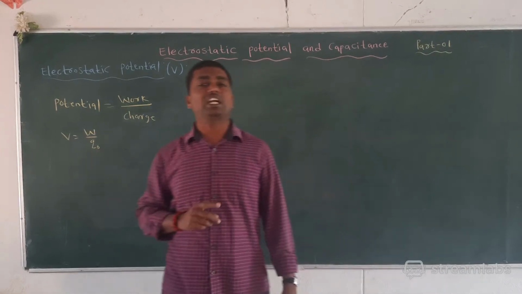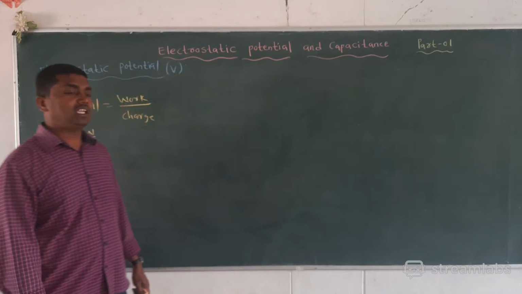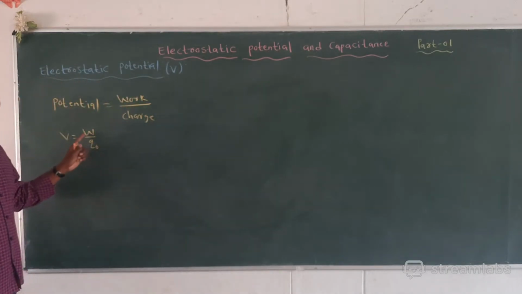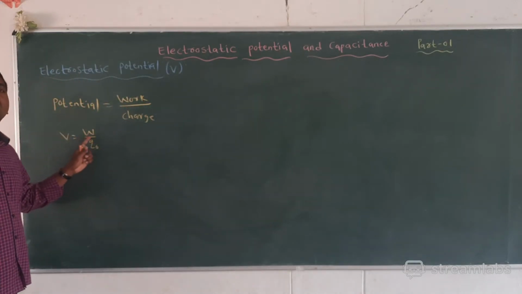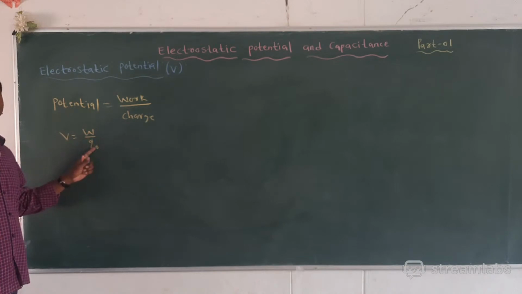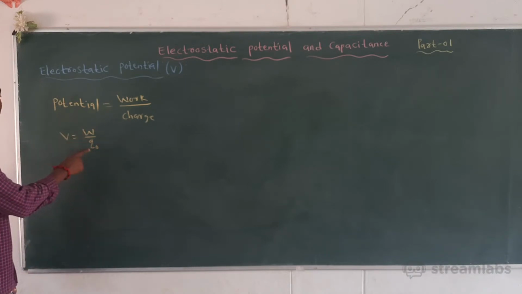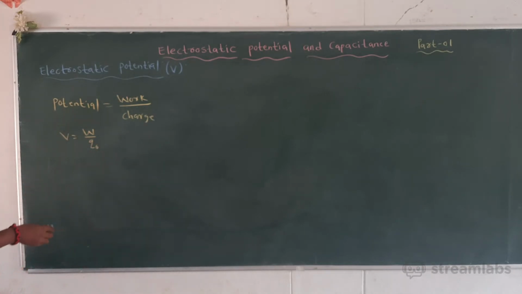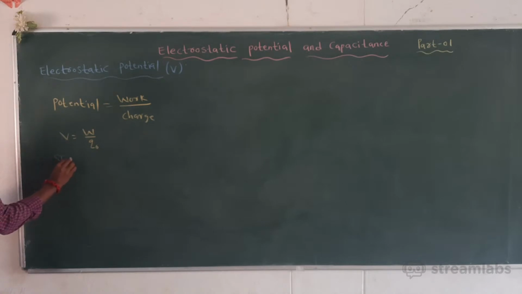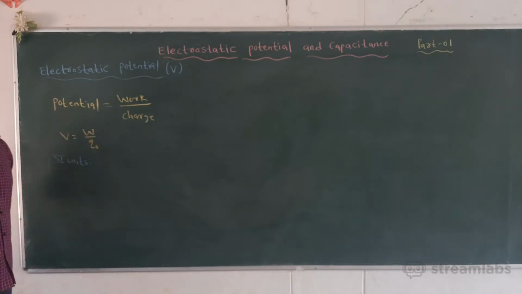The electrostatic potential is represented by V. So V is equal to W by Q naught, where W is the work and Q naught is the unit positive charge or the electric charge. We can also represent it by V is equal to W by Q. Now we can take the SI unit of electrostatic potential. W is nothing but work.